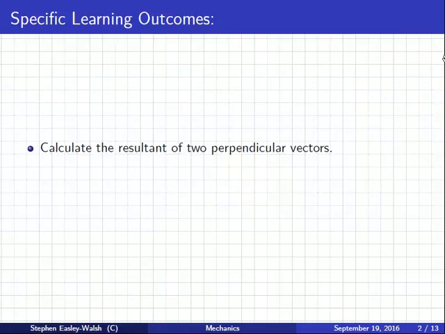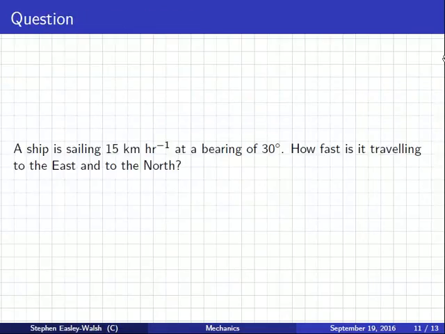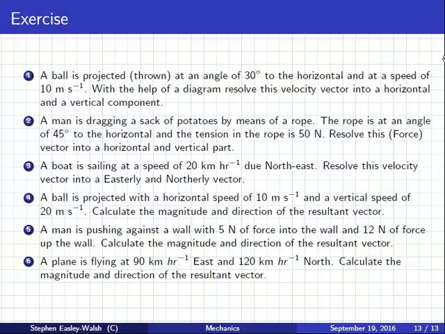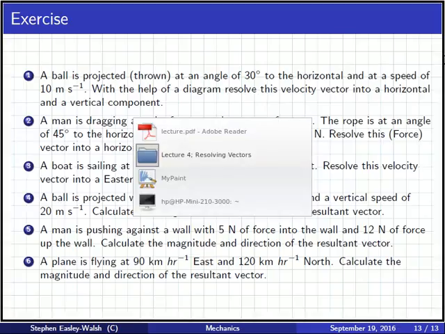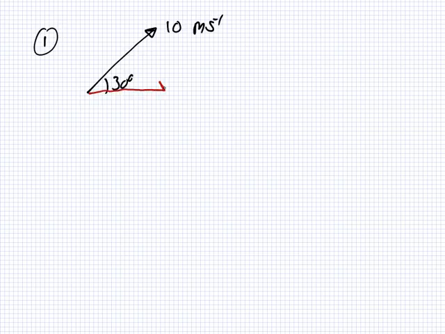Alright, last little slide. Okay. So, homework. A ball is thrown at an angle of 30 and speed is 10. Resolve. Okay. Angle 30, speed 10. So, number one, this is 10 meters per second. This angle is 30. And this component here will be 10 cos 30. And then this one here will be 10 sine 30.